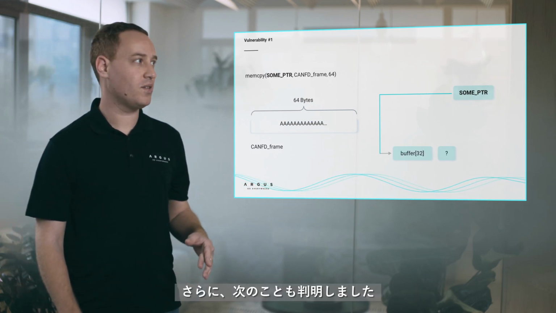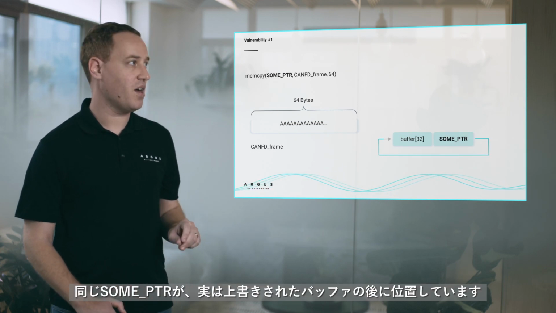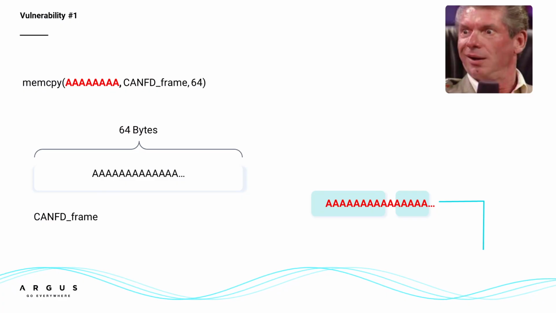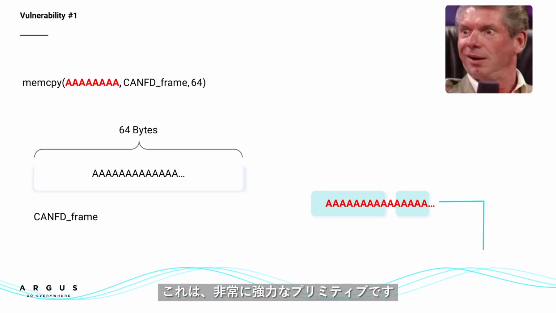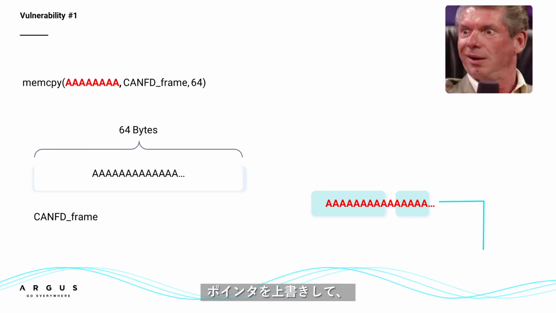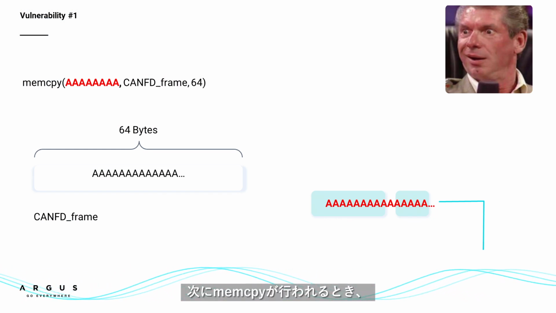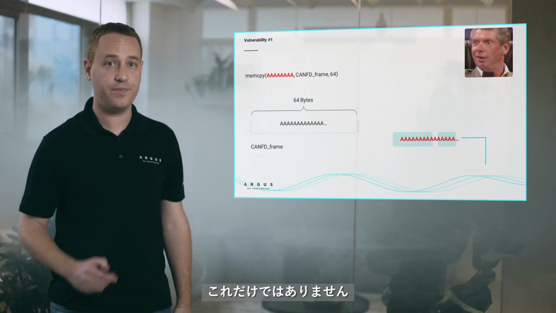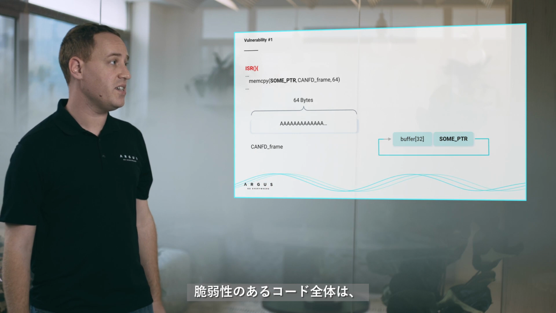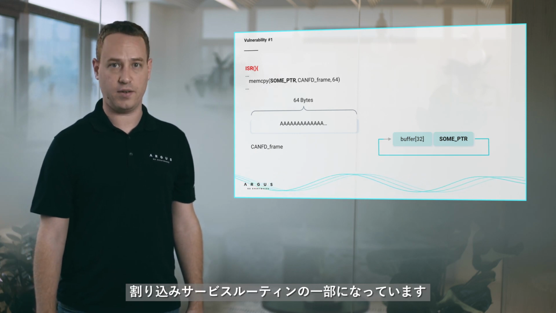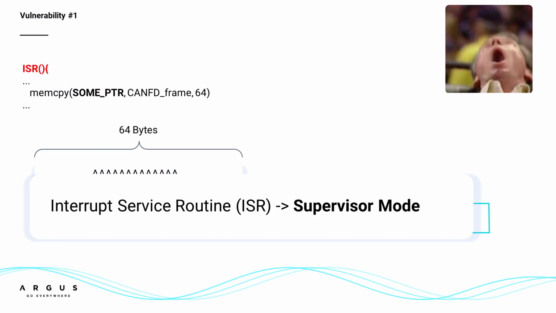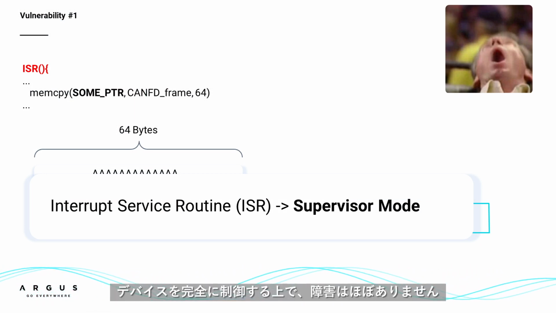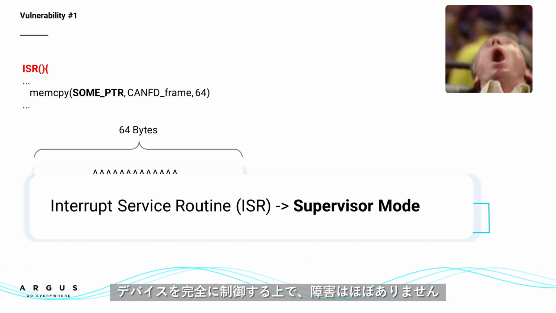Additionally, it turns out that the same some PTR is actually located after that overwritten buffer. This gives us a very powerful primitive. Since we are able to override the pointer, the next time the memcopy will take place, we will control its destination. If that's not enough, the entire vulnerable code is running as a part of an interrupt service routine. This means we are effectively running in supervisor mode and have few obstacles to get full control of the device.